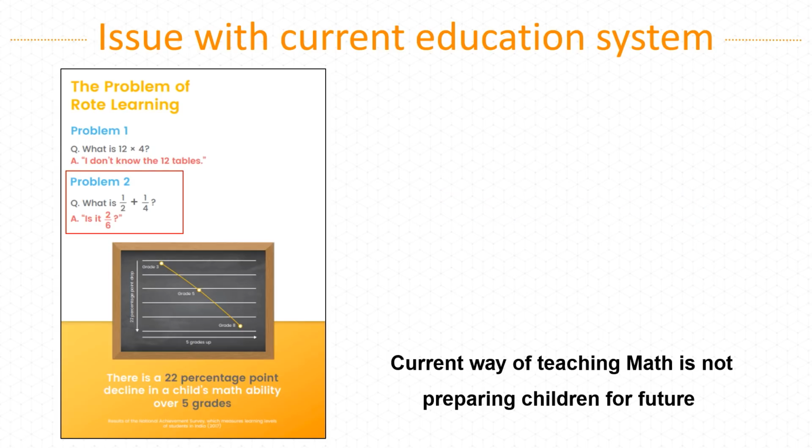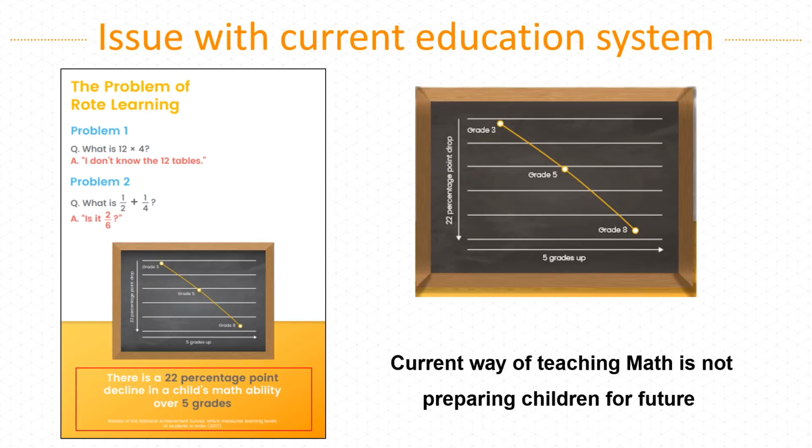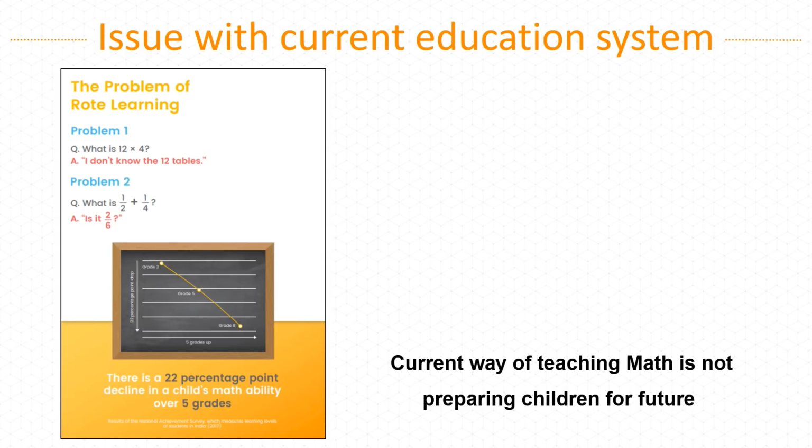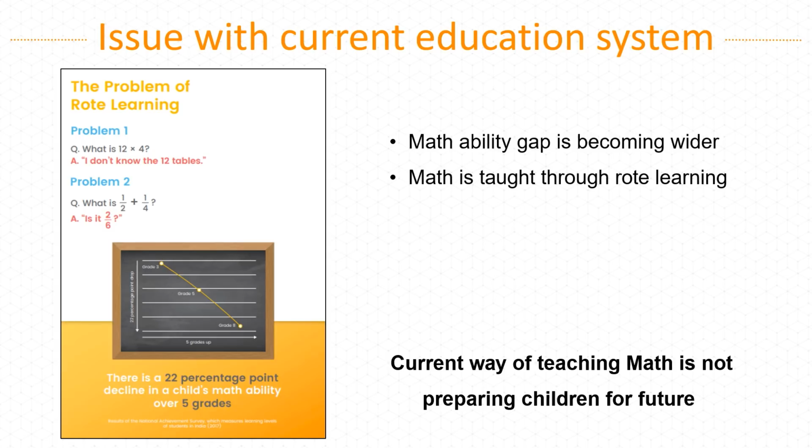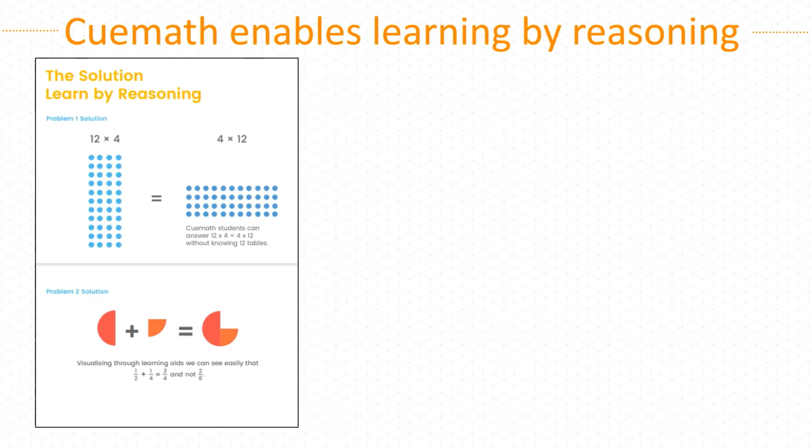And this becomes very evident when we look at the National Achievement Survey for 2017. The results show that the mathematical ability of children drops significantly over 5 years. Is this because the children are becoming less smart? Not really. It's more to do with the way math is being taught. This results in gaps that are becoming wider with each passing year. This is because math is being taught through rote learning, by memorizing and practicing procedures. When in fact, children should not be taught math. They should learn math through reasoning. And this is what QMath does.